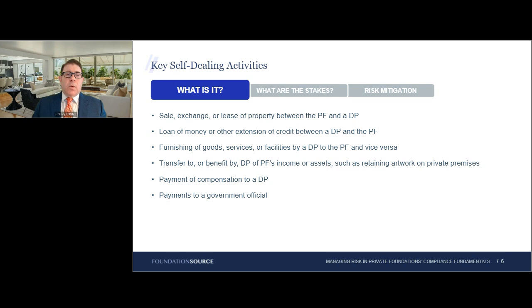So the IRS's self-dealing rules, we'll start with that, govern transactions between the foundation's insiders, known as disqualified persons, or DPs, and private foundations. Here we have a list of the most common types of transactions with disqualified persons that constitute self-dealing. Notably, the self-dealing rules prohibit even those transactions that would be beneficial to a foundation, such as a disqualified person's sale of property to a foundation at a below-market sweetheart price.